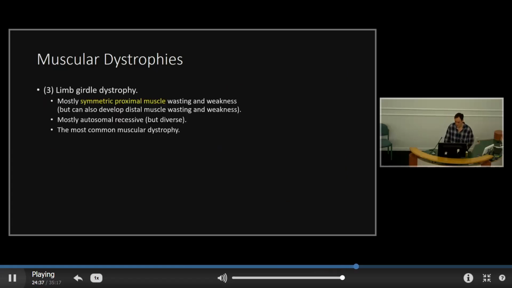The most common of these muscular dystrophies is the limb girdle dystrophy, and this is quite a varied category. So again, it's mostly symmetric proximal muscle wasting and weakness. They can get some distal components involved as well. It's mostly autosomal recessive, but it's diverse genetically. If you think you have a muscular dystrophy, but you're not sure which one, if you guess limb girdle, you probably will be right because it's the most common.